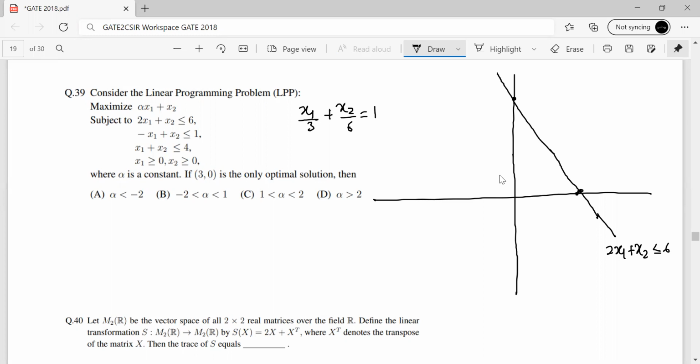So this point is my 3, 0. This point is 0, 6. This one will be 4, 0, and 0, 4. So I also get this point, which is now 4, 0, and this point is 0, 4 for this line. Now let's solve this one. You have here minus 1, 0 somewhere. No, minus 1, 0 is here. And 0, 1 will be here somewhere.